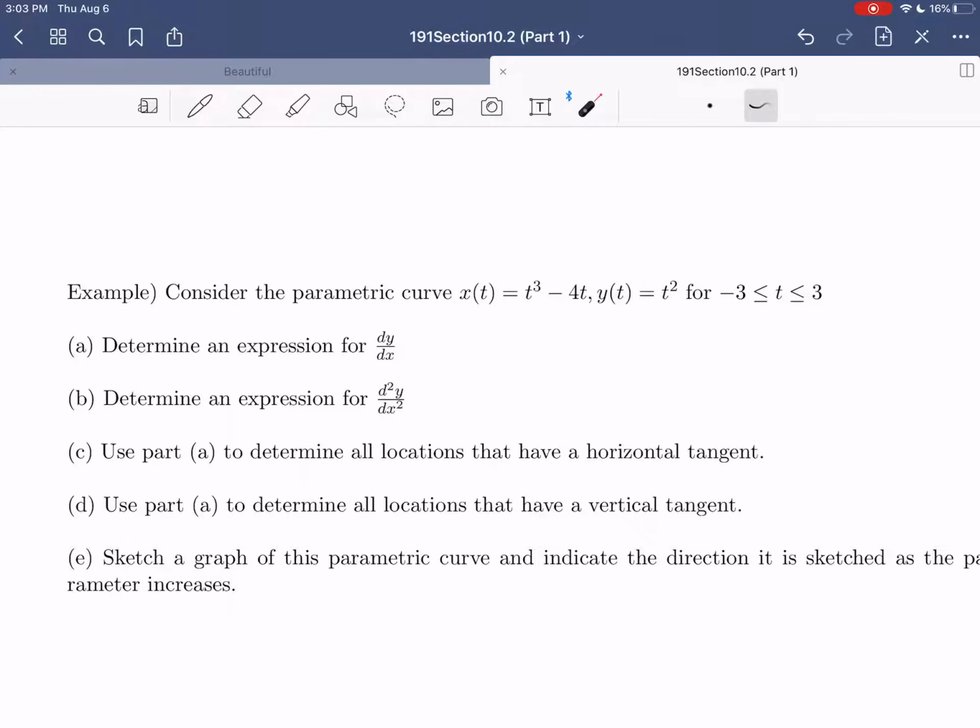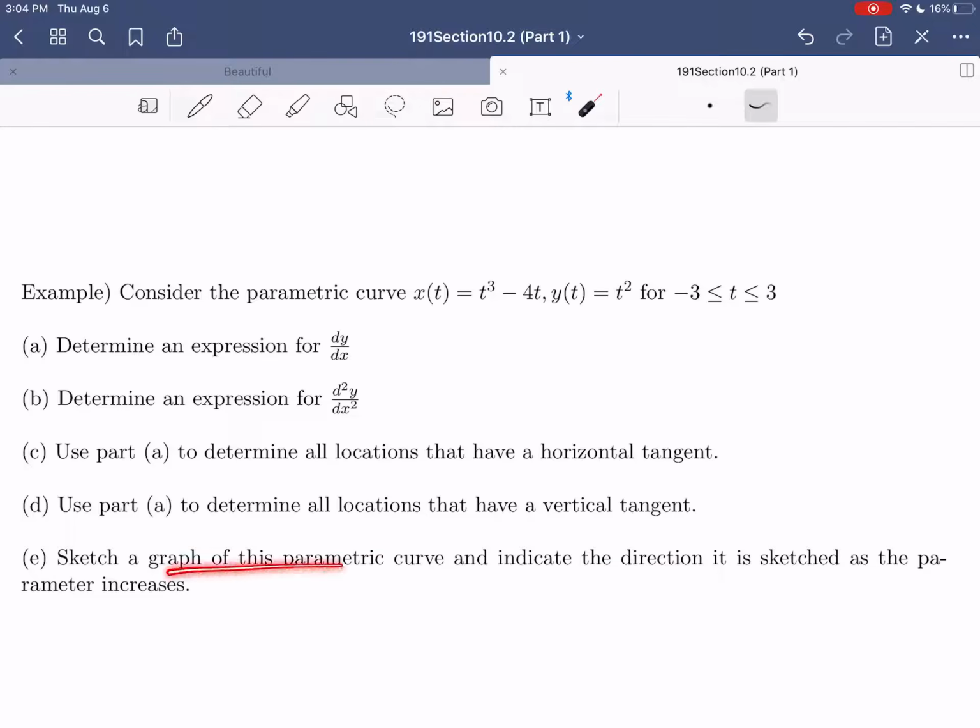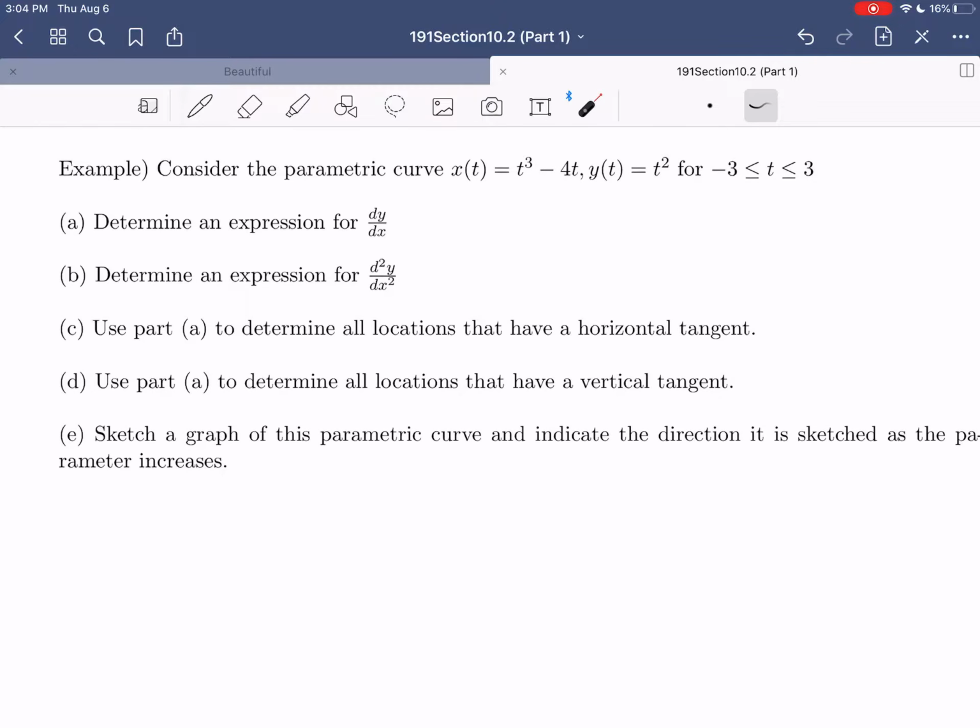We're going to do the exact same sort of lineup. We're going to figure out expressions for the derivative and the second derivative, use them to find all locations with horizontal or vertical tangents, and then sketch a graph of this parametric curve and, again, indicate the direction that it's traced out as we increase the parameter. So let's go ahead and start with expressions for the first and second derivative.